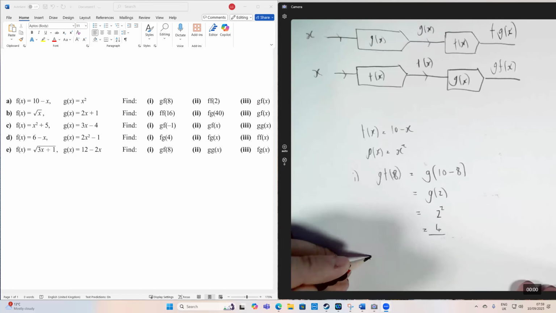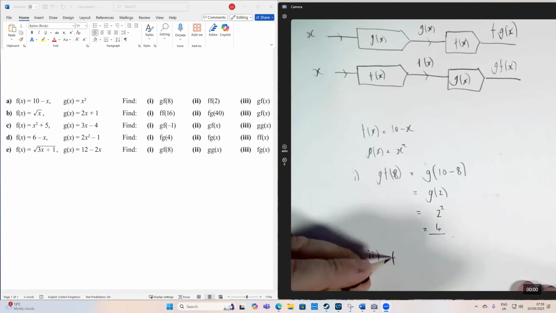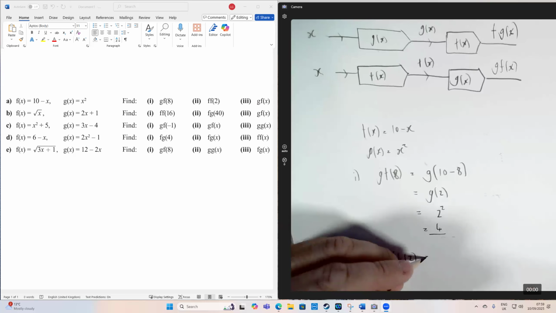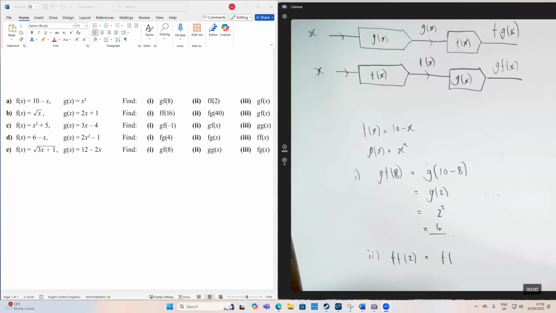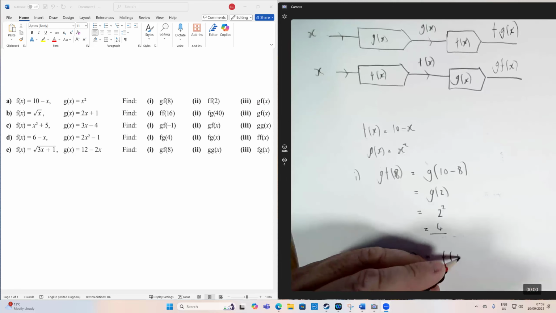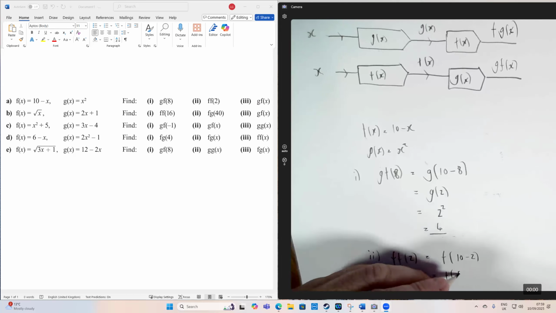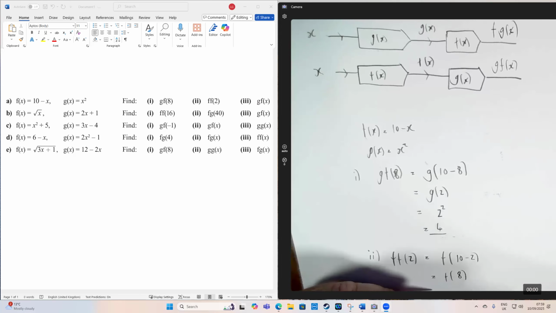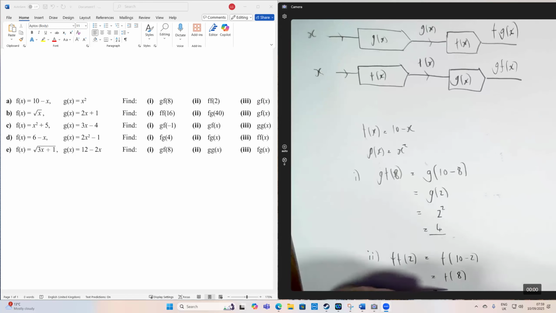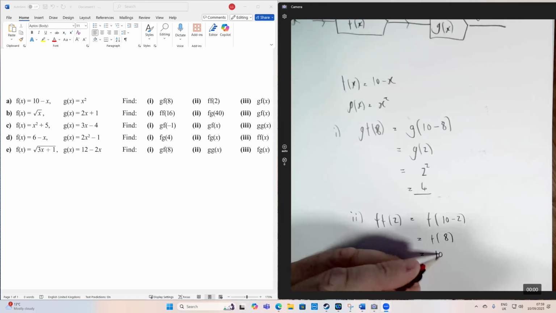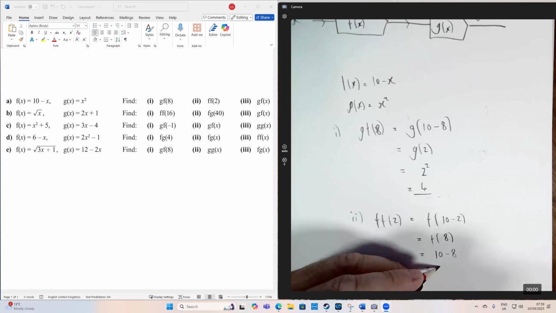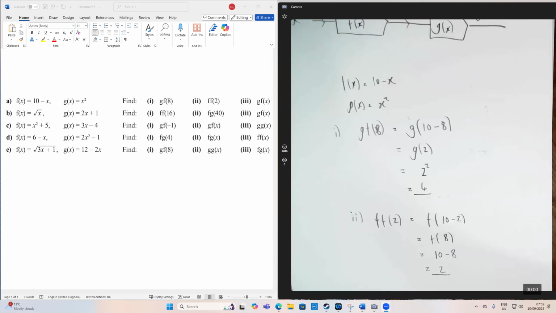Part 2. The question now wants us to find f of f of 2. So I'm going to write down f of x, and in the brackets, we're going to have 2 going into f of x. And f of x is 10 minus x, so that's going to be 10 minus 2. So I need to work out f of 8. Okay, so f of 8. So now f of x is 10 minus x, so I'm going to have 10 minus 8. So my answer is now 2 for that one. So that is part 2, f of f of 2.